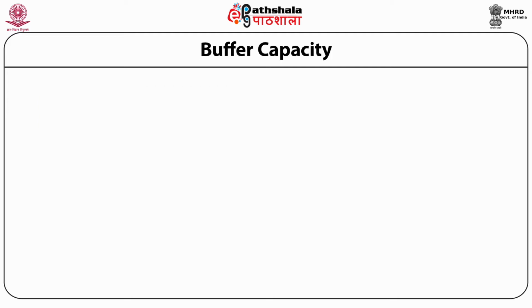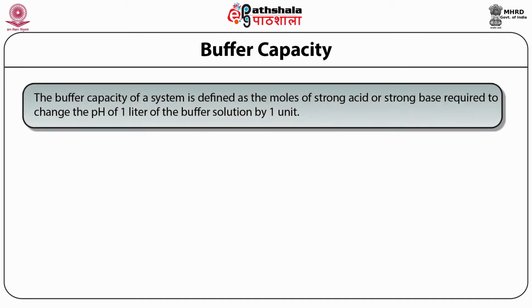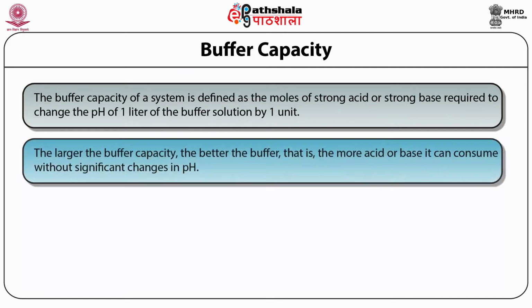Buffer capacity. Buffer solutions resist changes in the pH upon the addition of strong acids or strong bases. The buffer capacity of a system is defined as the moles of strong acid or strong base required to change the pH of 1 liter of the buffer solution by 1 unit. The larger the buffer capacity, the better the buffer. That is, the more acid or base it can consume without significant changes in the pH. Clearly, more concentrated buffer solutions have higher buffer capacity than more dilute solutions.